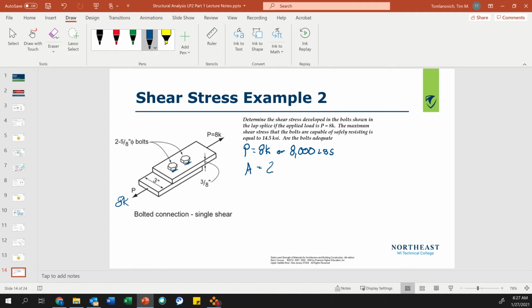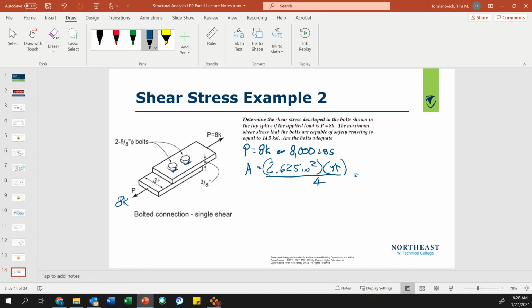So 5/8, let's turn that into decimals of an inch. 5 divided by 8, I can't remember, is 0.625. So 2.625 inches squared. We're going to multiply that times pi, and we're going to divide that whole thing by 4 to get my area. So that's the area per bolt.